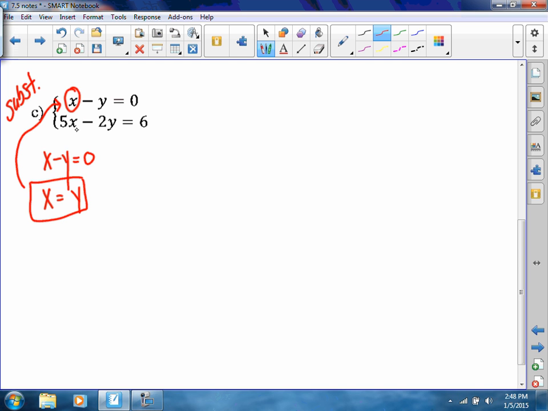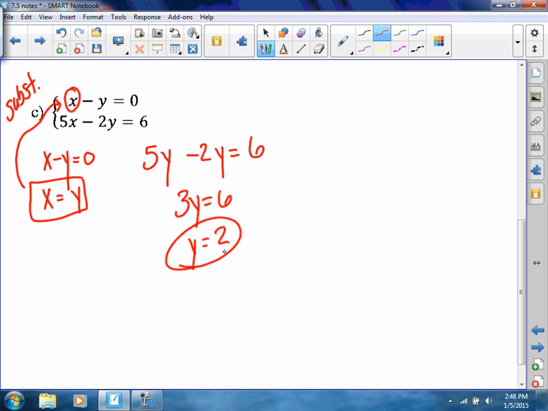Now that's a pretty easy substitution. If I'm going to plug it into the other equation, that was 5x minus 2y equals 6. Now if I'm going to substitute, remember, I don't want the x anymore. I want to replace the x with what x is, and x is y. So now I have 5y minus 2y is 3y. And when I divide, I get 2. Hey, I got an answer.